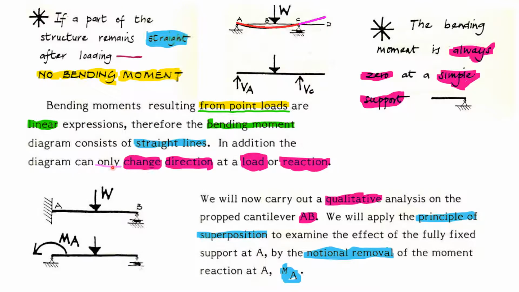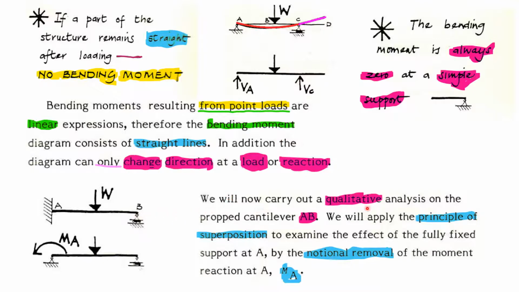In addition, the diagram can only change direction at a load or reaction. If you see here, the bending moment comes like this, and after that it changes direction at the load point or at the reaction point. That's what is mentioned here: the diagram can only change direction at a load or reaction. And now we will go for an example.